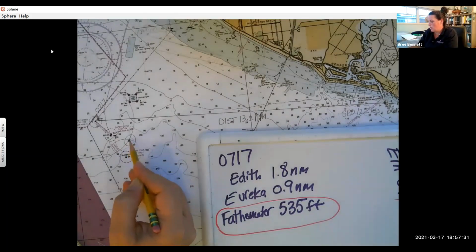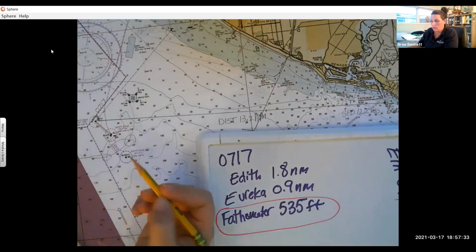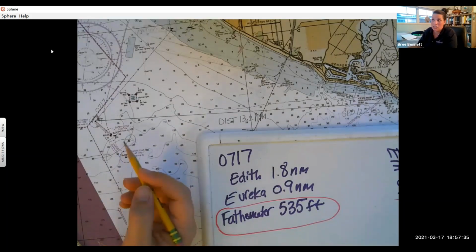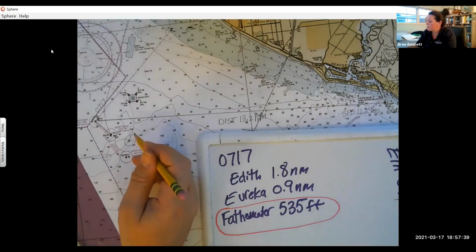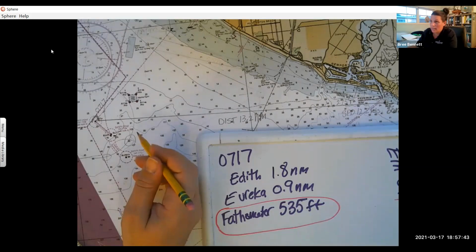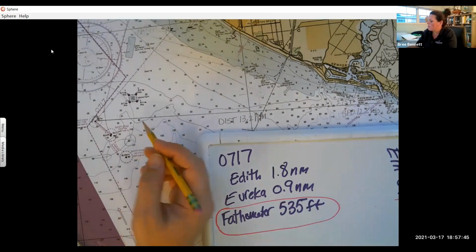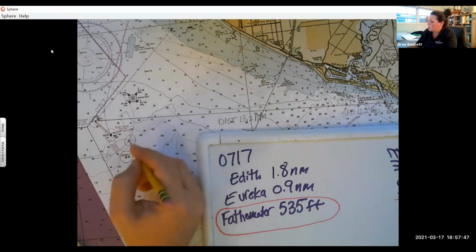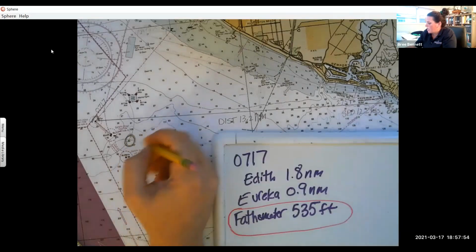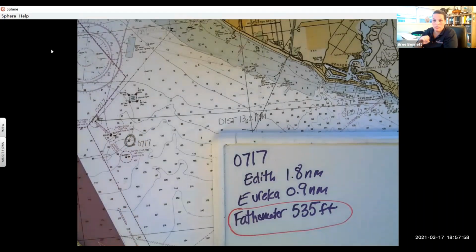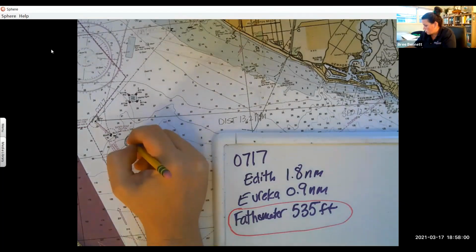So hopefully we know that we haven't passed the oil rigs yet because this is the first time we're checking our position. That kind of means we should probably have checked our position sooner than that, but it's an exercise. So anyways, this is our actual position at 07:17. Right here.